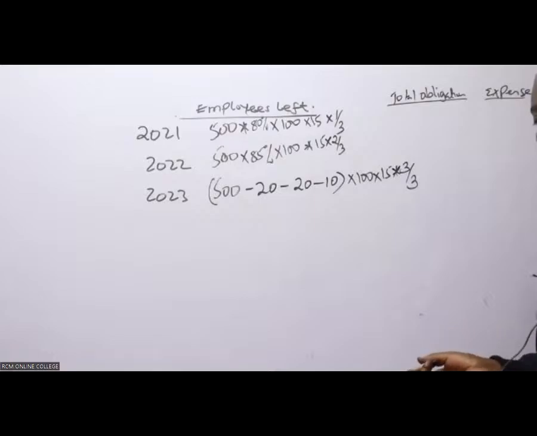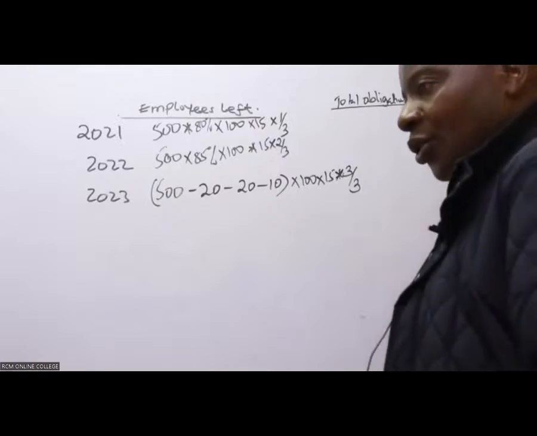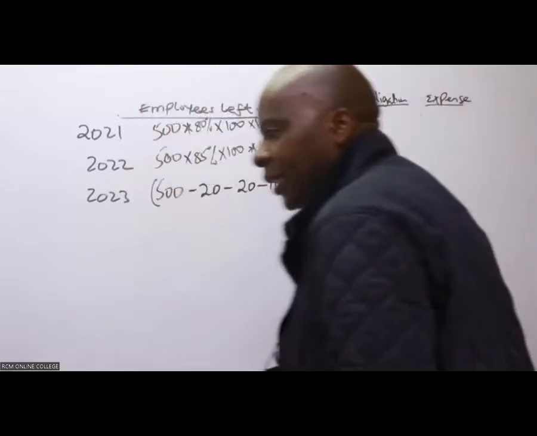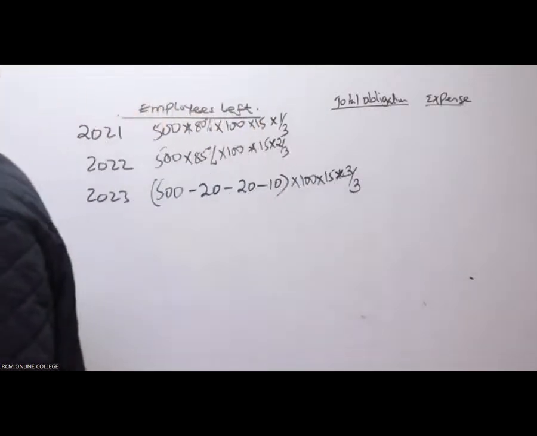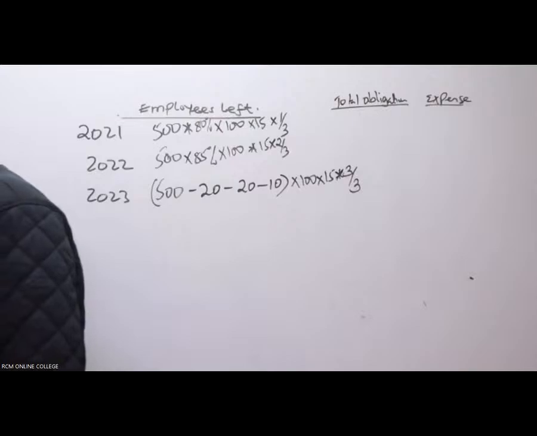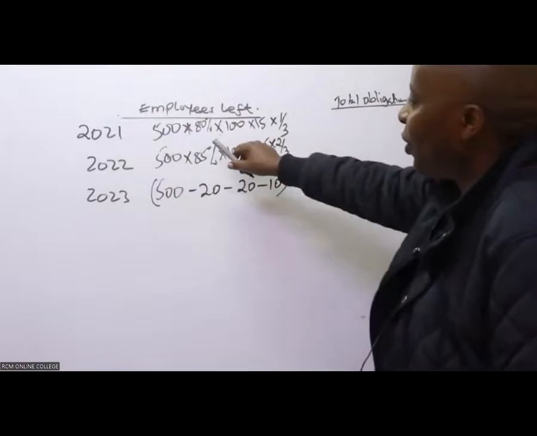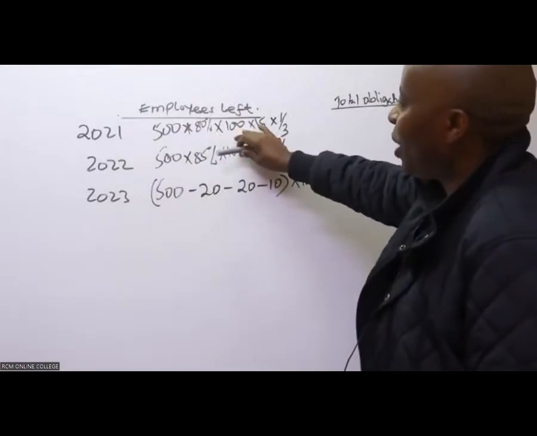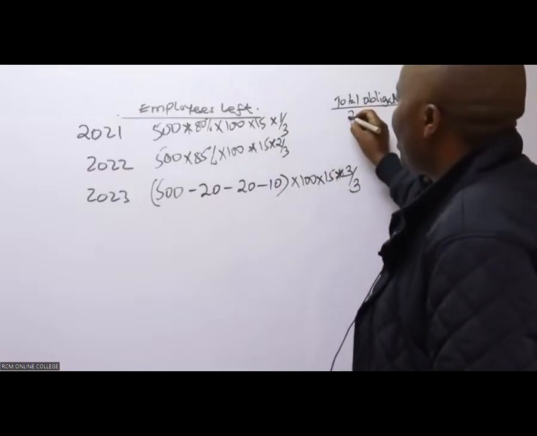Who is able to give me this figure really? According to Sam, he is getting 200. Who is telling me the truth? Cole is getting 400. Total obligation 200,000. Please, Sam, check again. 1.3 million? How? 500 times 0.8 times 100 times 15 divided by 3 should be 200,000.